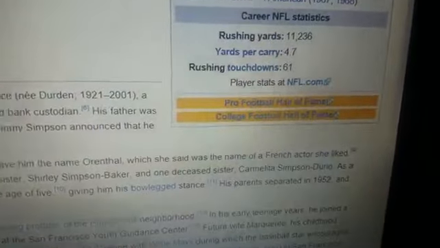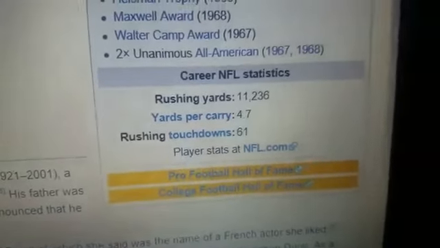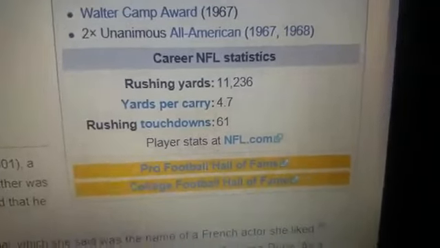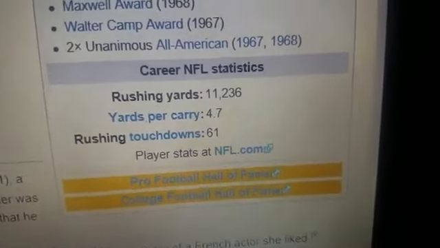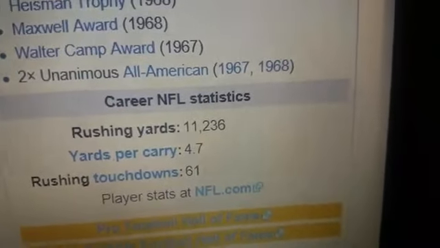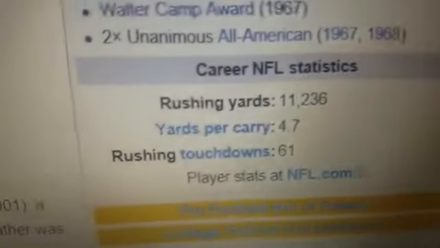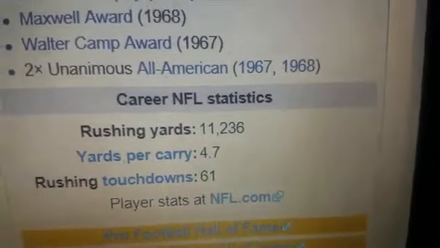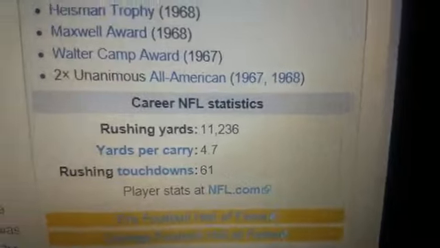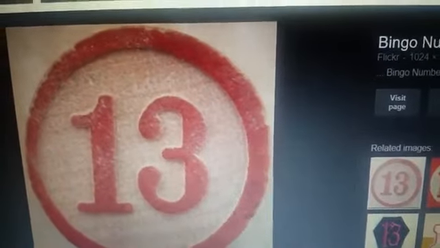Now his NFL career stats. His career rushing yards in the NFL go back to 11,236. 1 plus 1 is 2, 2 plus 2 is 4, 4 plus 3 is 7, and 7 plus 6 is 13. So when you add all the numbers in his career rushing yards, it goes back to that number 13.